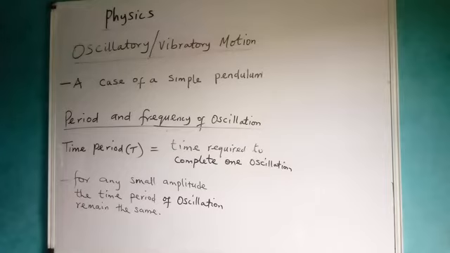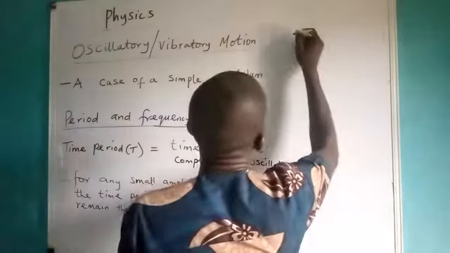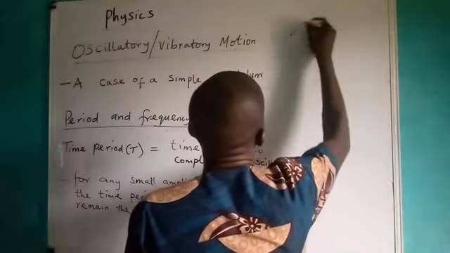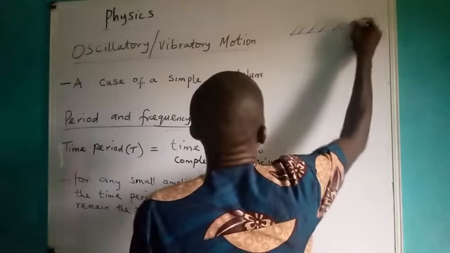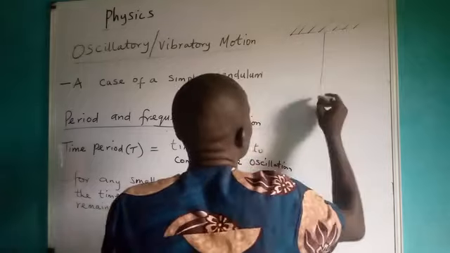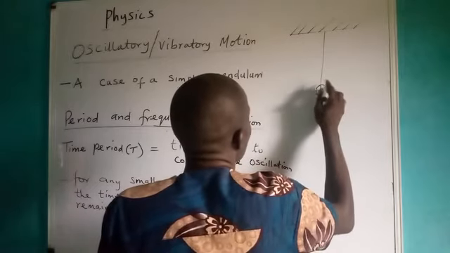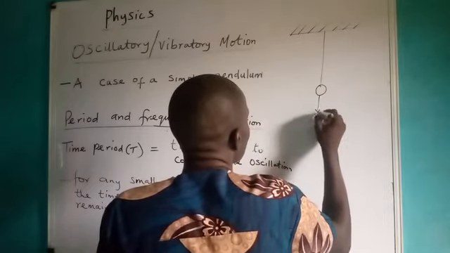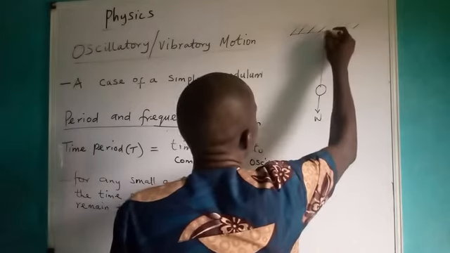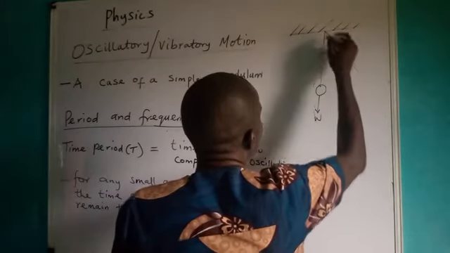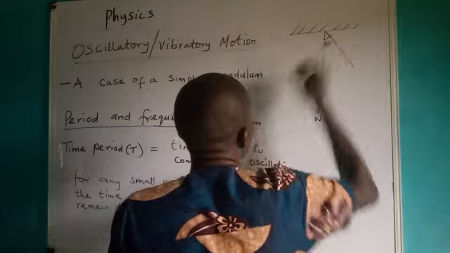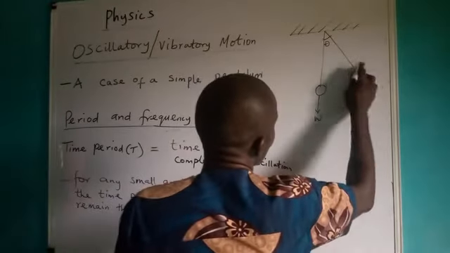Now, from the information we have, we are going to determine the time period of oscillation. Let us see from a simple pendulum. We want to displace it. As you displace this pendulum, what happens? As you displace this pendulum to this position, it will form a small angle.